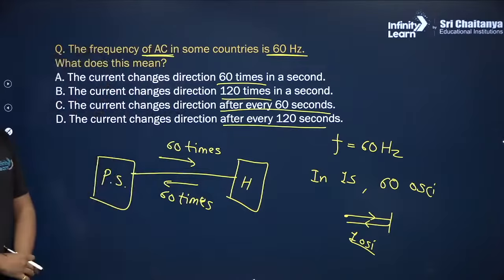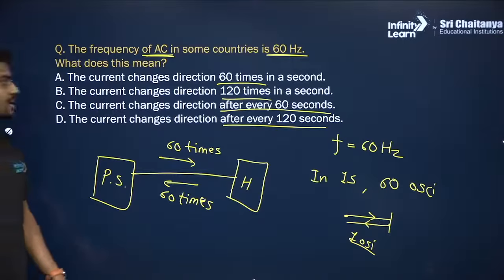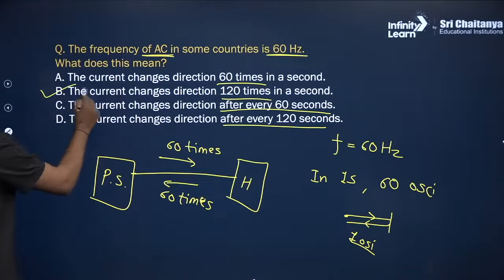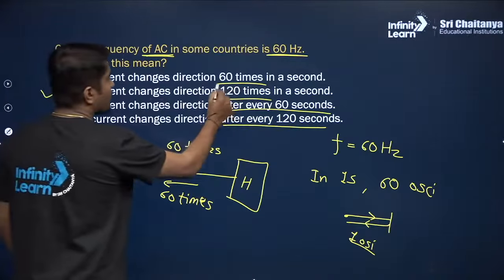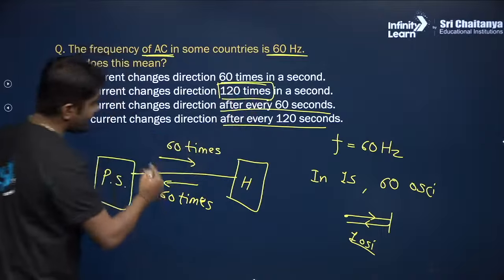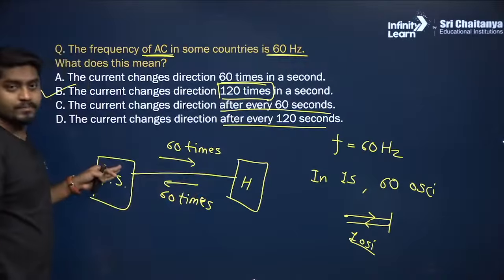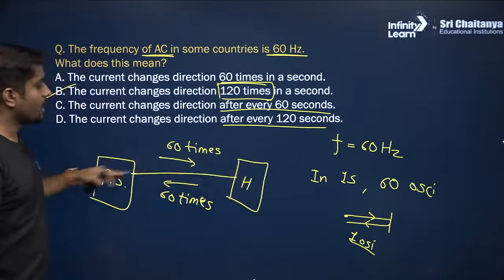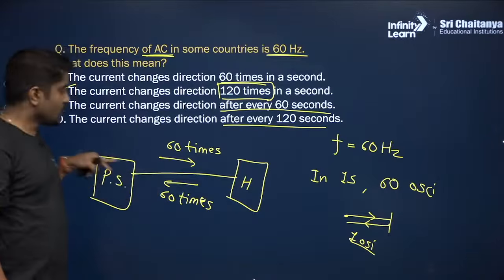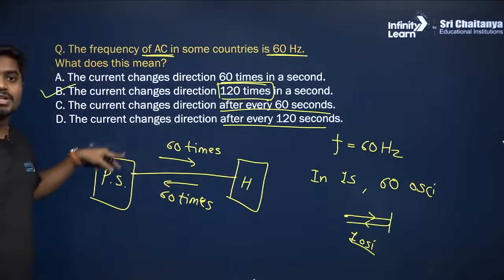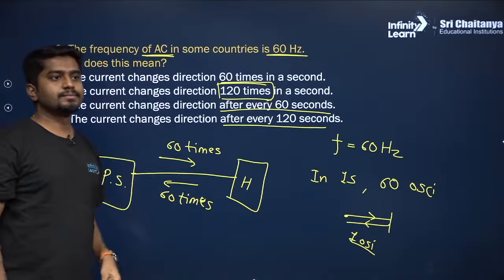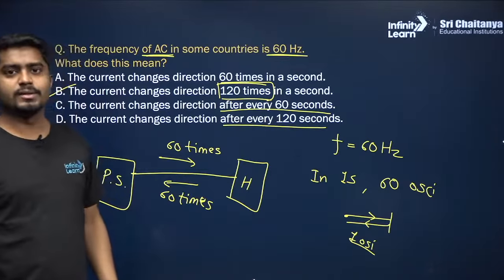So which one is correct? Option C is correct? No. The correct answer is option B. The current changes direction 120 times. Why? 60 times the current goes from the power station to our house, and 60 times it goes from our house to the power station. So the total number of times the current changes direction is going to be 120 times. Clear now? Understood?